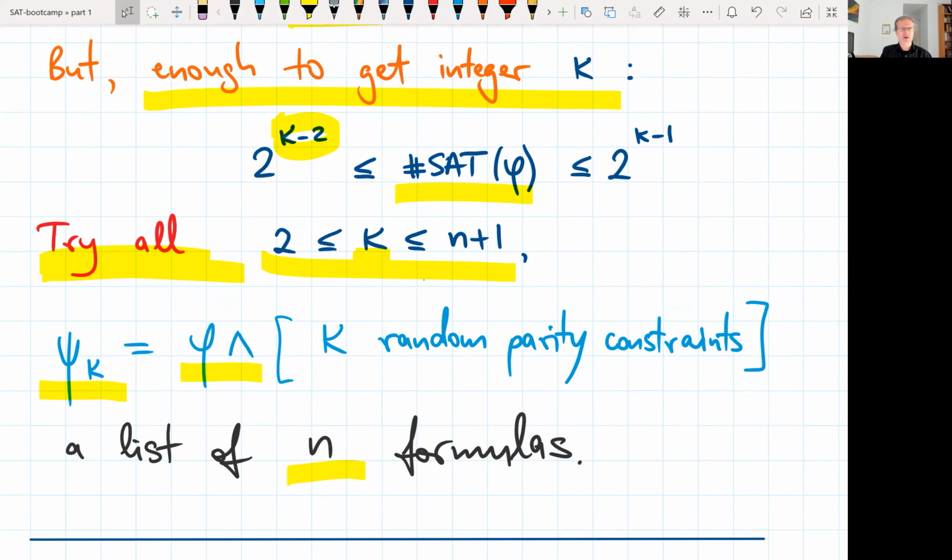It's some simple calculations based on the pairwise independence that allows you to argue that this process succeeds with probability at least 1 over 8, meaning that if I built a list of these psi sub k formulas like I described, then if formula phi was satisfiable, then with probability at least 1 over 8, for the correct choice of k, which gives me the right approximation here, I will get a unique satisfying assignment isolated by restricting with these k random parity constraints.